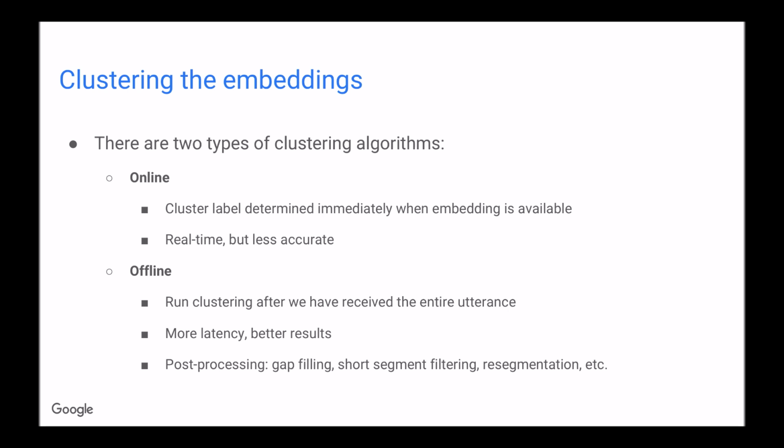For offline clustering, we first wait until we have all embeddings of the entire utterance. Then we run the clustering algorithm and assign speaker labels to these embeddings at the same time. Offline clustering will have much more latency and usually will have much better results than online clustering. For offline clustering, we can also perform additional post-processing, such as gap filling, short segment filtering, and resegmentation.